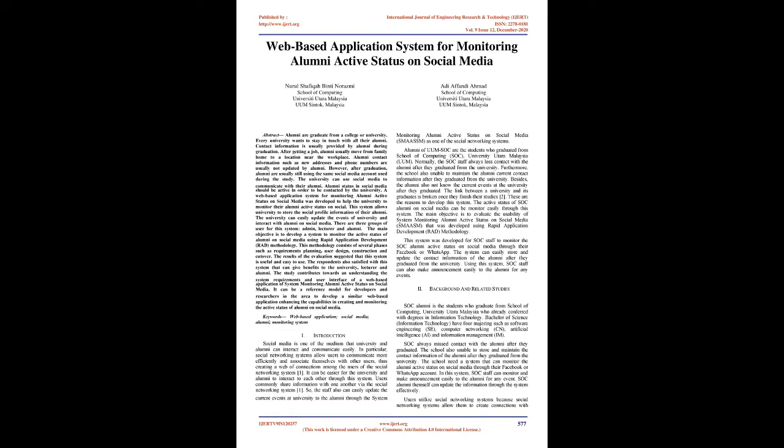Introduction. Social media is one of the mediums that university and alumni can use to interact and communicate easily. In particular, social networking systems allow users to communicate more efficiently and associate themselves with other users, thus creating a web of connections among the users of the social networking system. It can be easier for the university and alumni to interact with each other through this system. Users commonly share information with one another via the social networking system. So, the staff can also easily update the current events at the university to the alumni through the system.